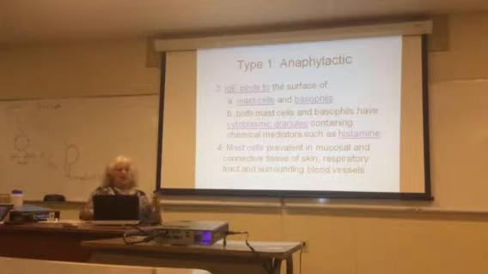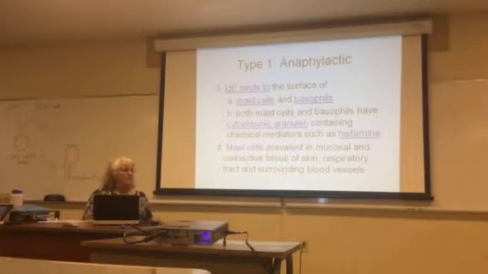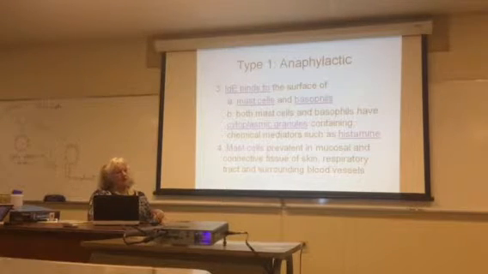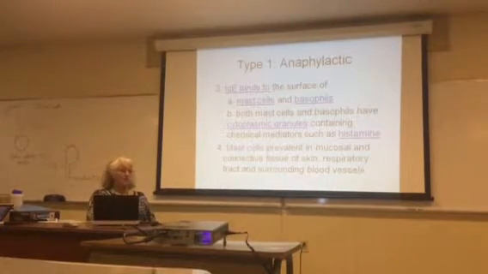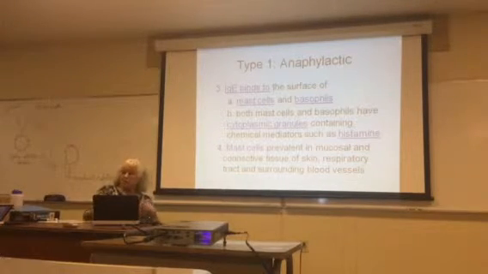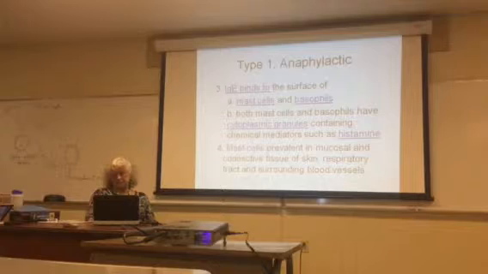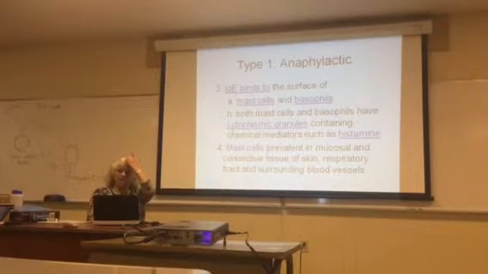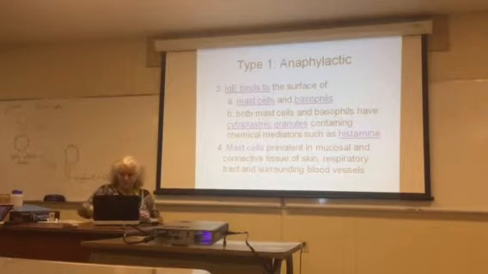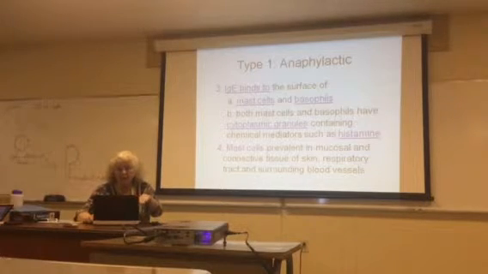The IgE antibody binds to the surface of either a mast cell or basophils, and both of those cells have cytoplasmic granules inside of them that contain chemical mediators such as histamine. Histamine is what produces the symptoms of allergies. The mast cells are found in the mucosal and connective tissue of the skin, the respiratory tract, and surrounding blood vessels. Just to give you a little background there. You need to know number 3 for sure.